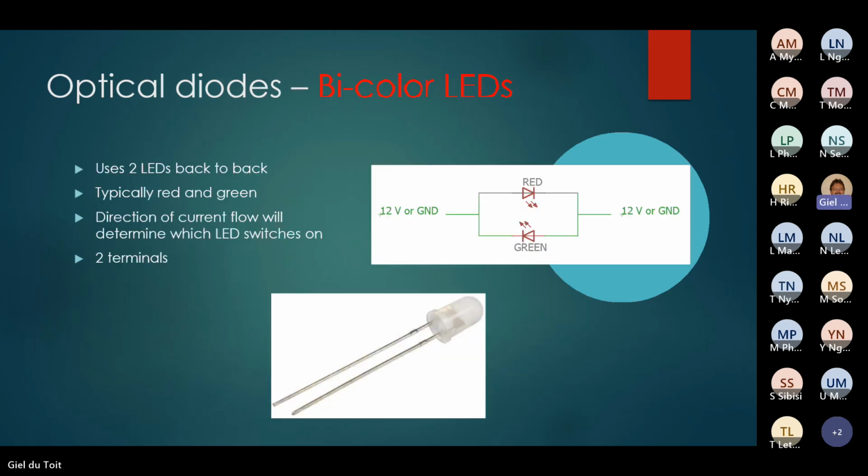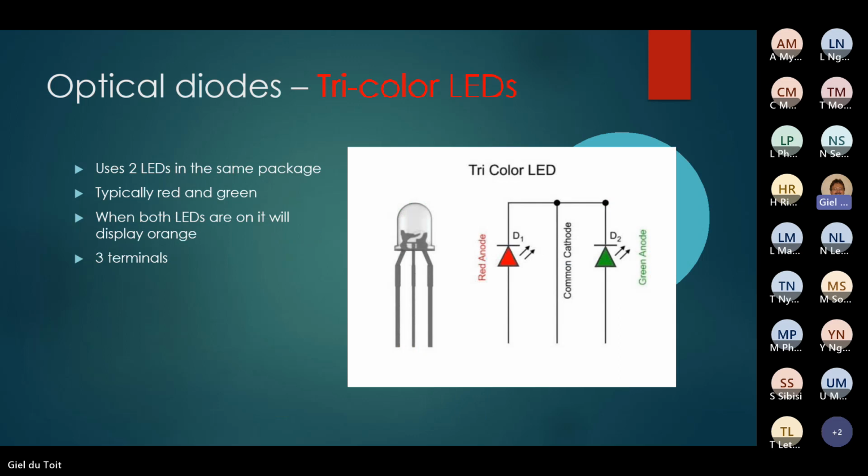We can also use 2 LEDs back to back like this. If we put plus here and minus there, the red LED will glow. However, if we put plus on this side and minus on that side, the green LED will glow. Here we can use 2 colors, and this is a tricolor LED. When we put both on, it'll be sort of a green bluish light. We call it a tricolor LED.